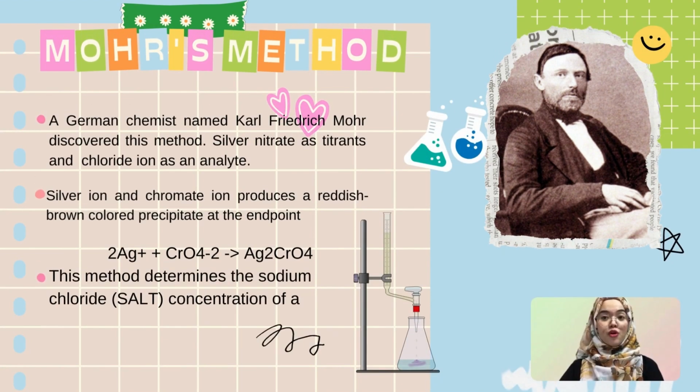Carl Friedrich Mohr was a German chemist that invented a method for determining sodium chloride concentration, which is salt, when it is titrated against silver nitrate. Potassium chromate is used as indicator in this titration. The endpoint is indicated by the change of color from yellow to reddish brown. Let's see how Mohr's titration works.